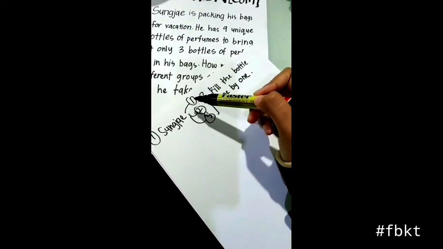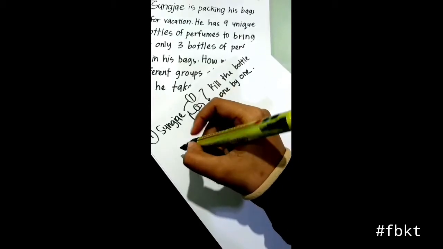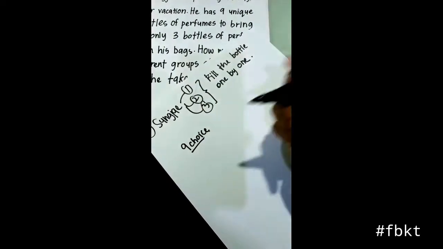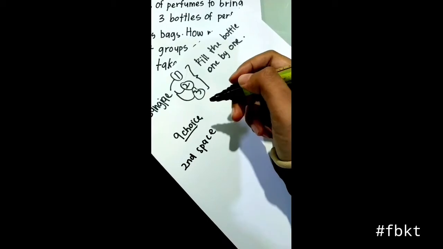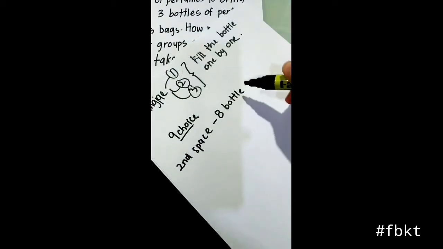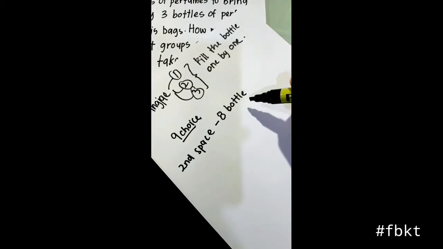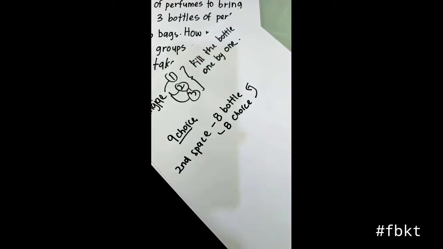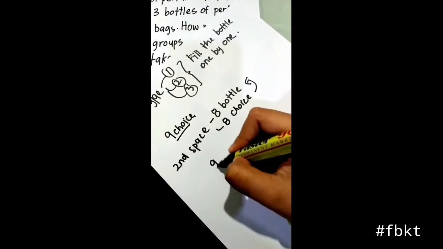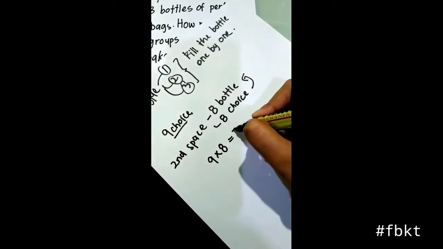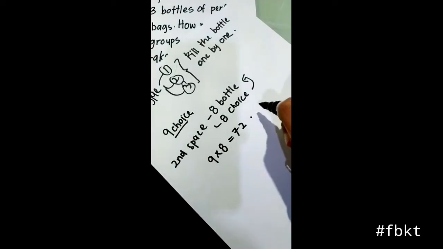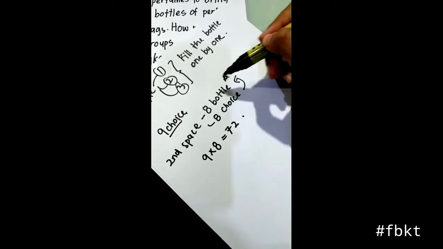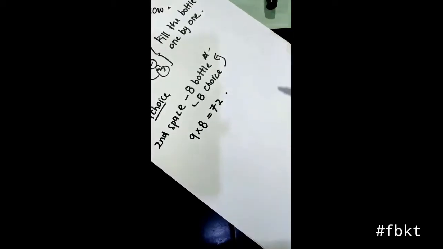At first, Sanjay has nine choices of what to put in the first space. So for the second space, he only has 8 bottles of perfume left. So there are only 8 choices of what to put in the second space. So far it seems like 9 times 8 equals 72 different perfume choices Sanjay could have made to fill the first 2 spaces in his bag, but it still seems not logical, right?